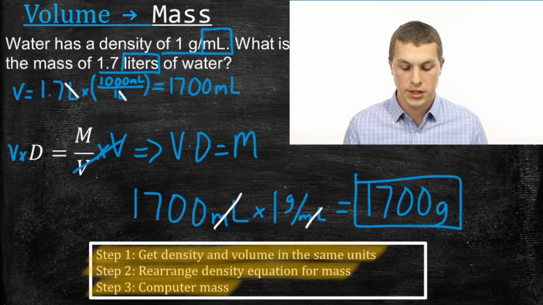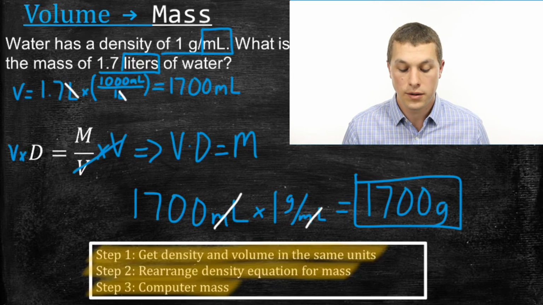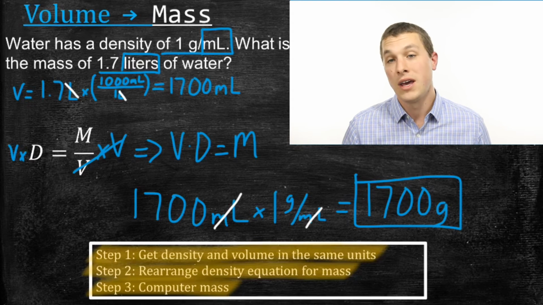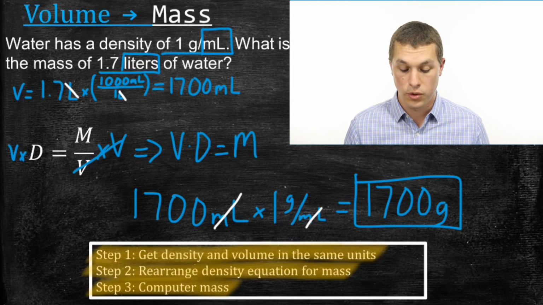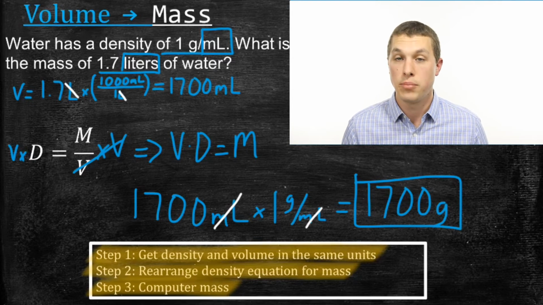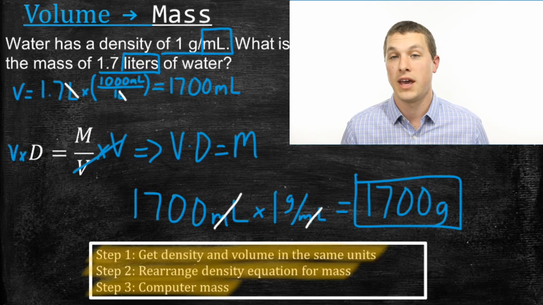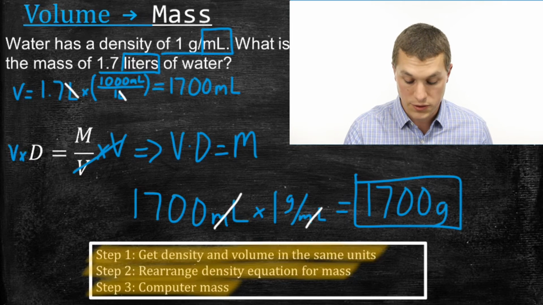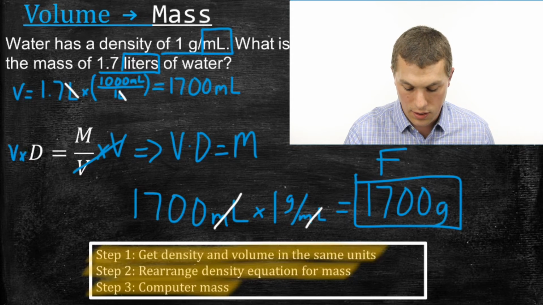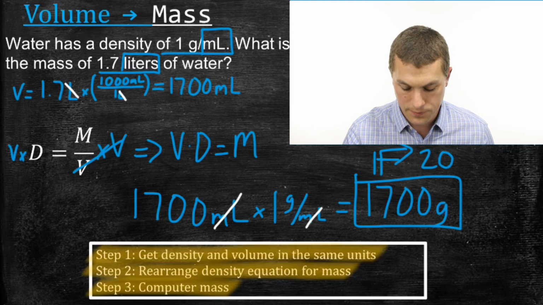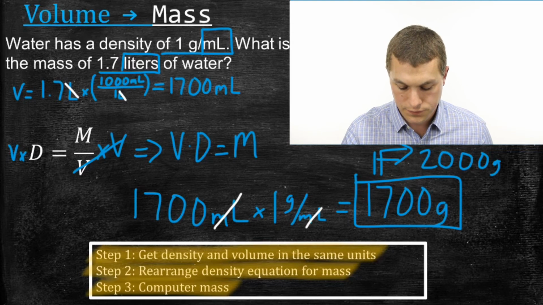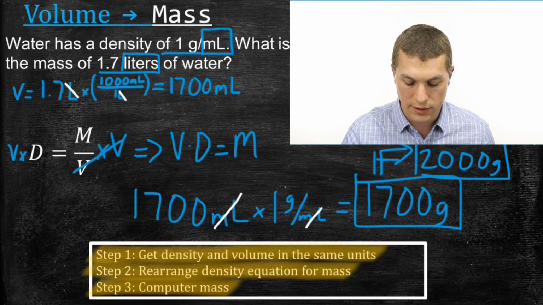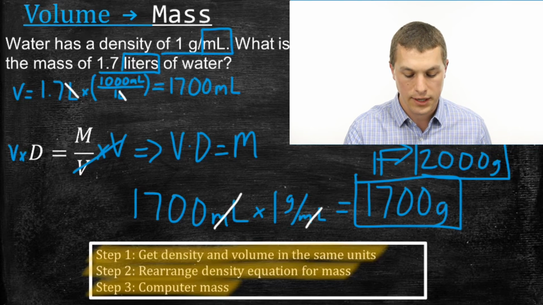This solution of water, that's 1.7 liters, has a mass of 1,700 grams. Now, if you want to account for sig figs, there's really one more step. If you look at the inputs for our problem, our density only has 1 sig fig. So really we can round that to 1 sig fig if you want to be precise about it. And if we round that number to 1 sig fig, we'll get 2,000 grams. So if you take into account sig figs, the answer will be 2,000 grams.